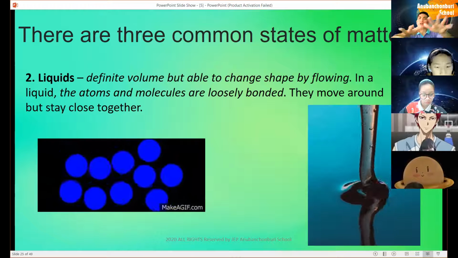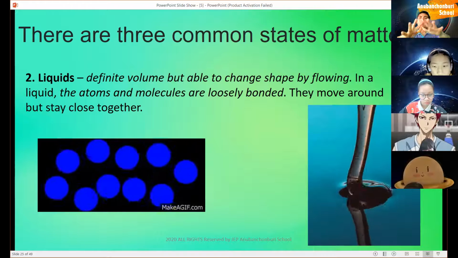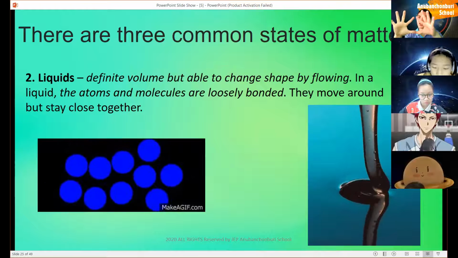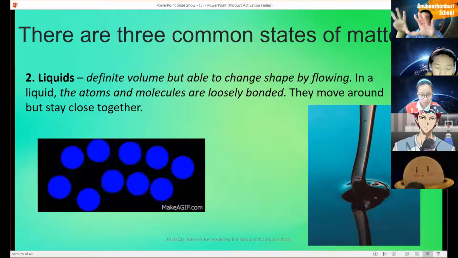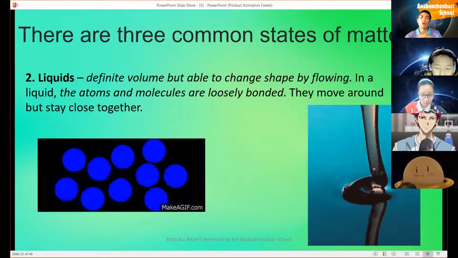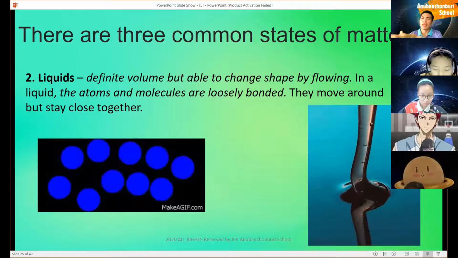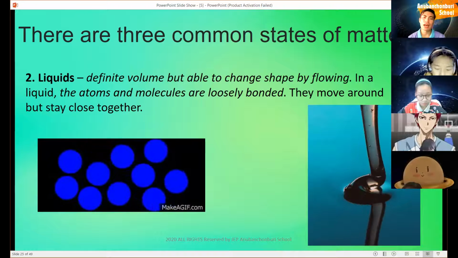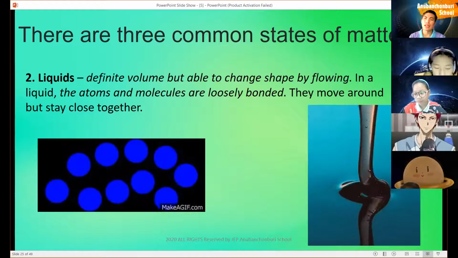Okay, the liquid. Unlike solid, they can move, but they are attached to each other. When somebody goes there, everybody will go there. All the molecules will go there. They are close together, unlike the gas.